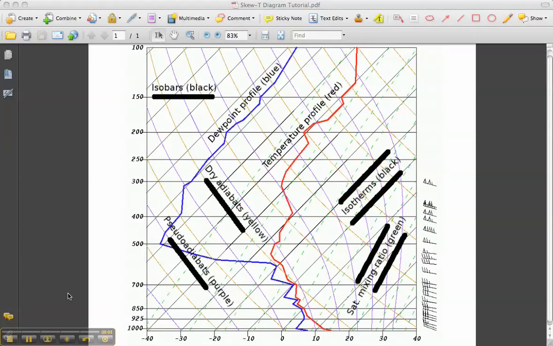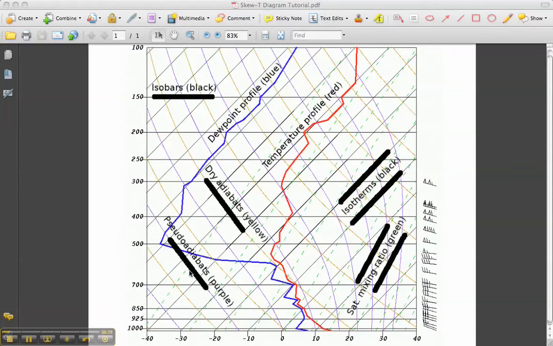Okay, part two of this particular module, we're going to look at other lines on the Skew T chart. There are a lot of them. In part one, we talked about the isotherms and the pressure levels. Now we're going to talk about lines such as what we call dry adiabats. These are these yellow lines on this particular chart.